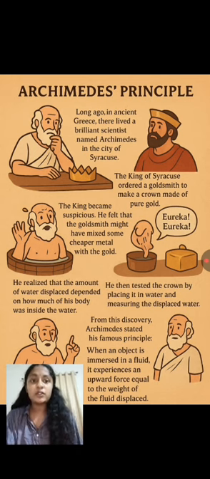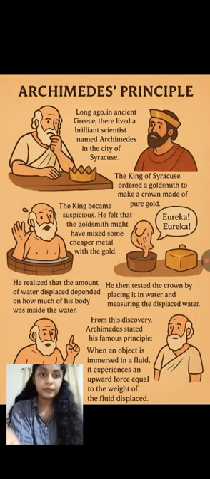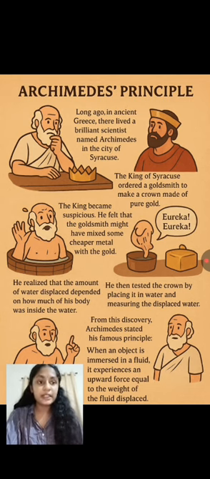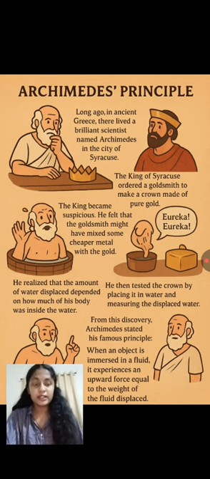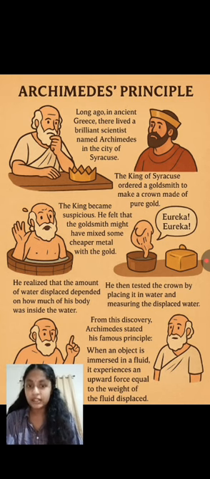So the worried king asked Archimedes. We know that Archimedes is a very clever and wise man. The king asked, can you find out whether this crown is made up of pure gold without breaking or melting it? Archimedes accepted the challenge because he was very confident. He thought deeply for many days but couldn't find a proper solution. So this is a very difficult situation.